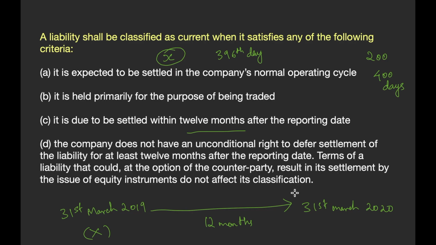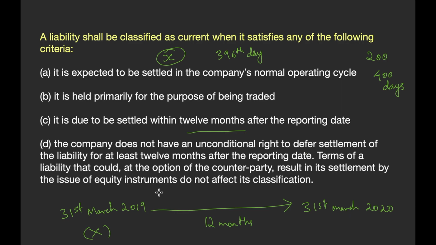That is, if a liability has any term saying that it can be converted into equity as a settlement, then this won't affect the classification of the liability as current or non-current. That is, if there is any term like that, then this won't affect the classification, if the settlement is by conversion into equity or by issue of equity instruments. So for a liability to be classified as current, it should satisfy any of these criteria, and those liabilities which are not current liabilities shall be classified as non-current liabilities.